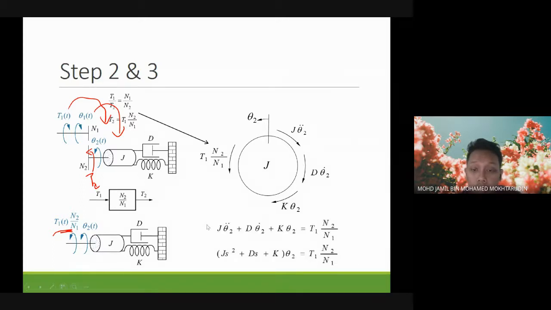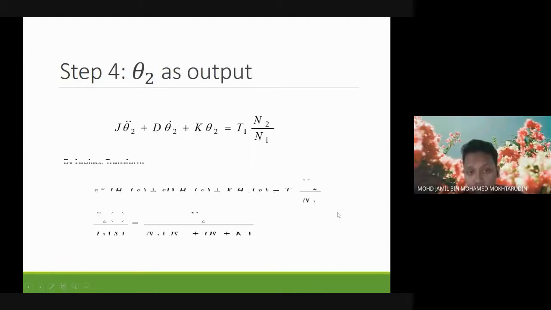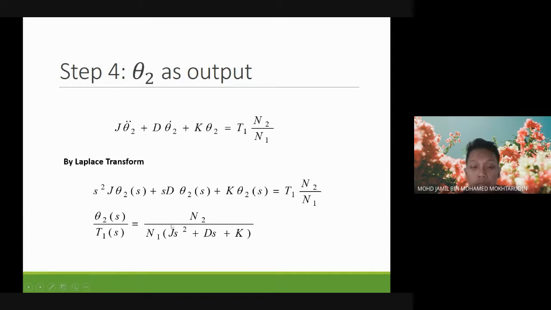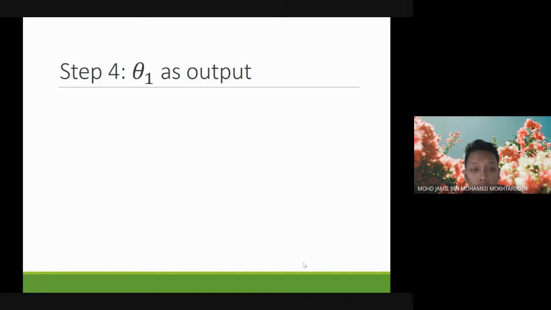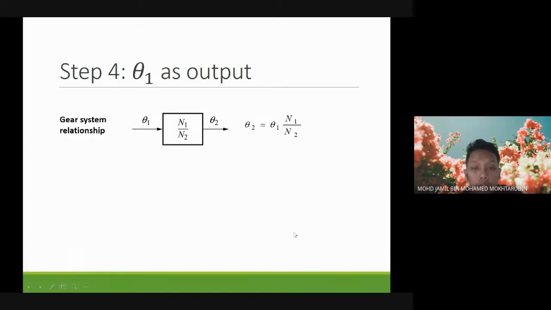Then you can write the equation of motion and write it in terms of frequency domain. So this is the equation just now. Then if you want to find theta 2 over T1, you just rearrange the equation. So you can use the gearing relationship. Just now we found theta 2.